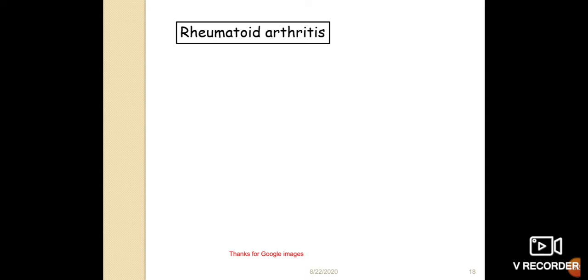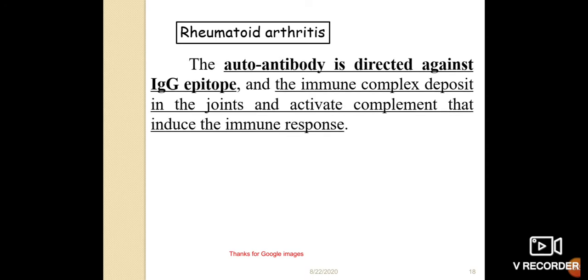The other non-organ specific autoimmune disease is rheumatoid arthritis. The autoantibody is directed against immunoglobulin epitopes. In systemic lupus erythematosus, it is directed against the Fc portion, but here it is directed against Ig epitopes. The immune complex deposits in the joint. In systemic lupus erythematosus, the autoantibody is directed against the body's DNA itself, but in rheumatoid arthritis, it is directed against the epitopes of immunoglobulins.